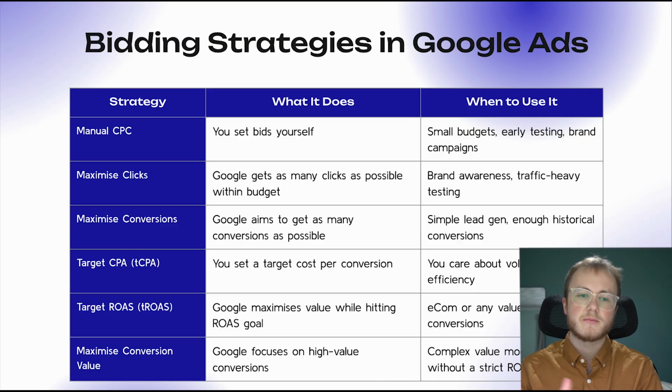Next step up, maximize conversions. This will be a similar thing, but instead of optimizing for volume of clicks, it'll be optimizing for volume of conversions. So if you say you have a £100 a day budget, this will just try and get as many conversions as possible for that £100 a day. And this works for lead gen and for brands where there's a decent amount of historical conversion data so that Google knows roughly who it should target to get those converters.